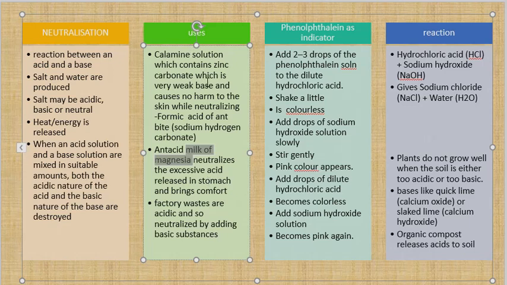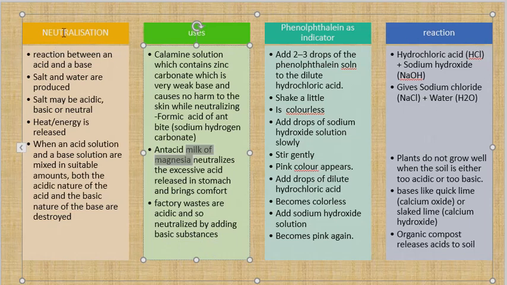Calamine solution containing zinc carbonate reacting with formic acid is another use of neutralization in our daily life. Factory waste. Factory waste contains sometimes acidic waste, sometimes basic waste, and they are pollutants. So to prevent the damage that they cause to the water body and the flora and fauna related to that water body, these factory wastes are neutralized by adding suitable basic substances, and only then are they released out. So this is one use of neutralization.